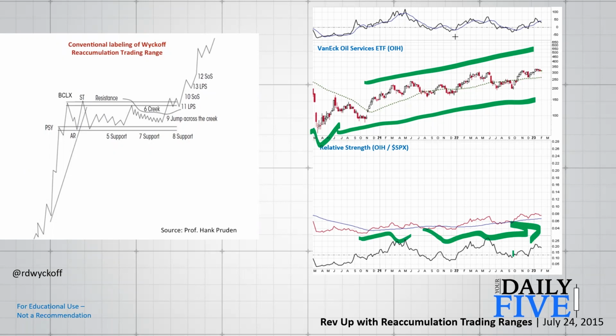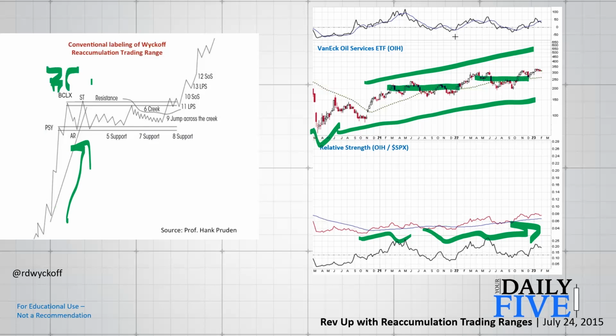Both are going up. Here I am contending that we have a reaccumulation. Reaccumulation, as this schematic shows, is very similar to accumulation, though there are differences. The key difference is that you're in an uptrend, and then you pause that uptrend and have a trading range. This is what we're going to look at today in these 5 stocks in the oil services sector: trading ranges. But how does a trading range start?